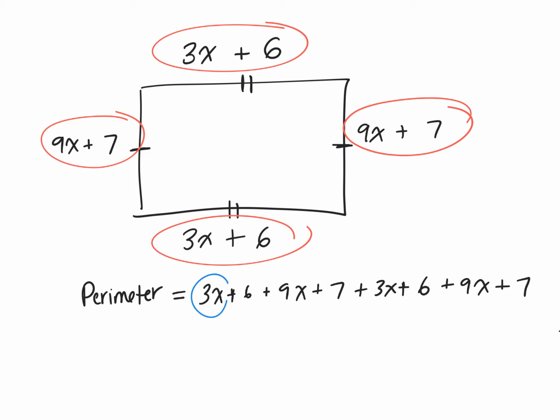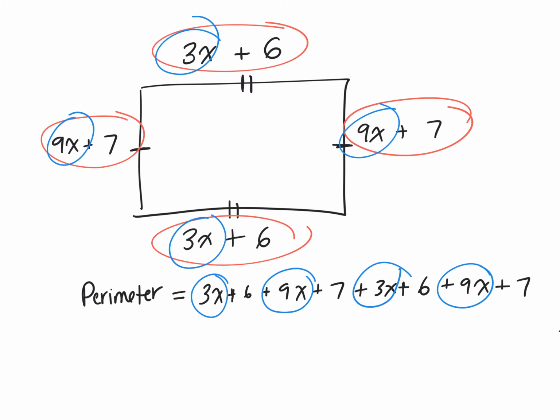I have 3x's, plus 9x's, plus 3x's, plus 9x's, right? How many x's do we have all together? What's 3 plus 9? 12. Plus 3? Plus 9? 24 x's. Altogether I have 24 x's.